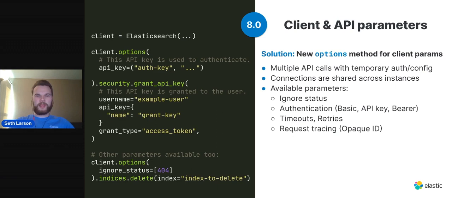So now in 8.0, the solution is a new options method on the client. And so what this method does is it separates client parameters from actual API parameters. You can see in the example using API key, it's now really easy to see which API key is being used to authenticate and which API key is actually being passed as a part of the API. And then in the bottom, you can see ignore status 404. It's really easy to tell that that is not a part of the API. It's configuring the client itself. And so all of the per API call parameters are there. So the ignore status and authentication are there, but then there's also timeouts, retries, and request tracing via opaque ID.